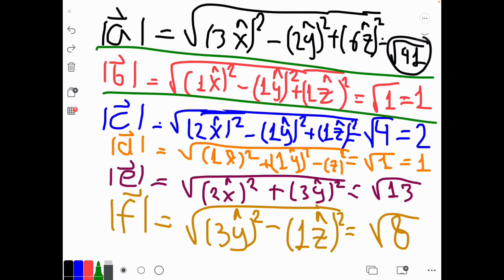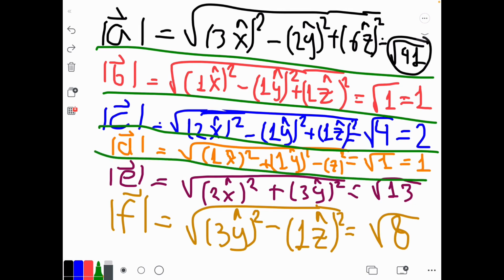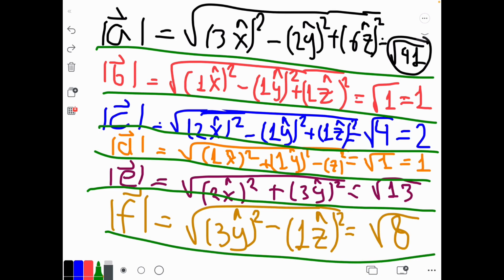For B it's going to be 1, because we have two scalars canceling each other out to give us 1. C is going to give us 2, because we get square root of 4 and then we get 2. Vector D is going to give us square root of 1, which is 1. Vector E is going to give us square root of 13, and vector F is going to give me the square root of 8.